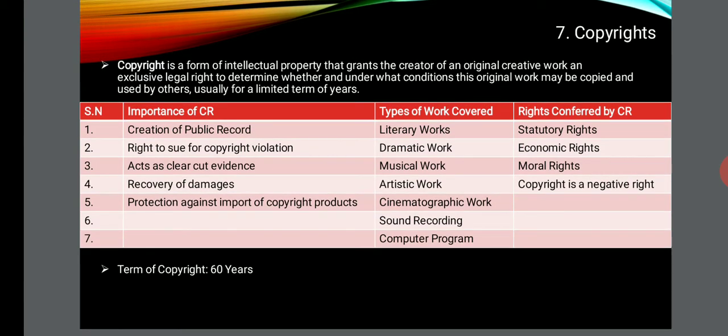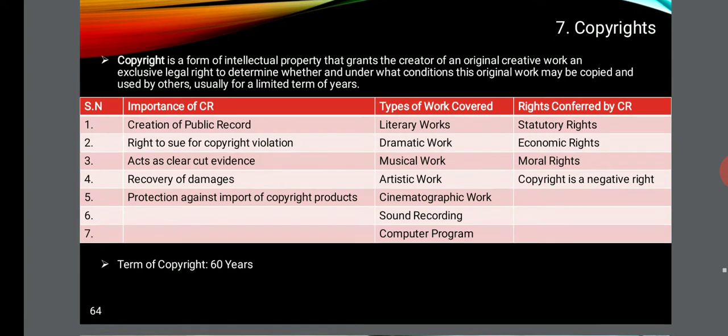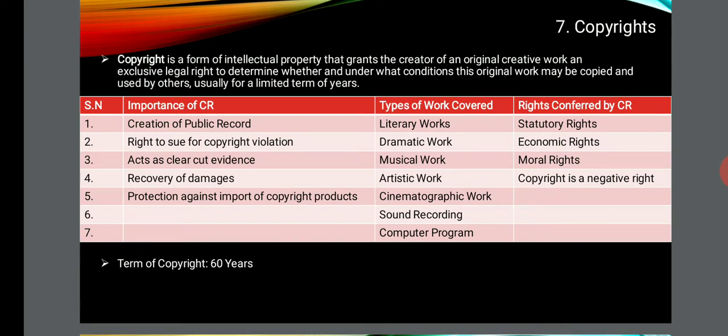So these things are copyrighted once they are made. Rights conferred by copyright. First is statutory right. Statutory rights means legal right to use that copy. Economic right, to get money out of it. Moral rights, definitely. If you have copyrighted something, then nobody can copy your copyright, and you get your moral responsibility rights.